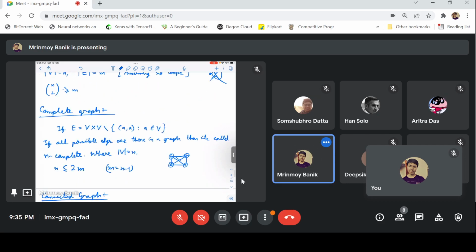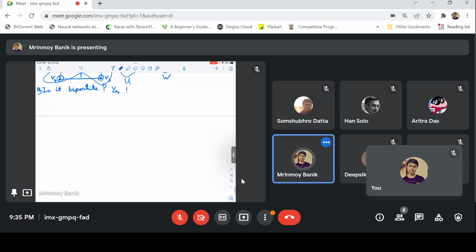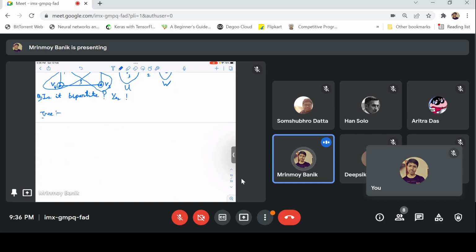So next we have, connected done, bipartite done. So tree. What is a tree? Trees are mostly represented like these. So this here is sometimes called the root, but that's not unique. Anything can be the root here. So the main criterion for a tree is that it has to be connected, and only if it is connected and it is acyclic.